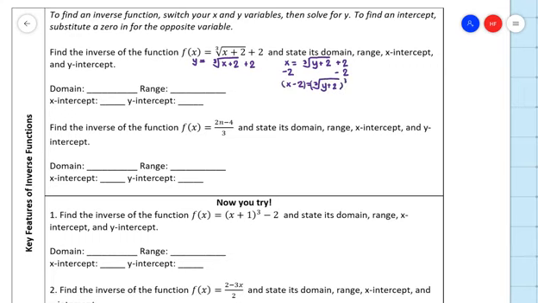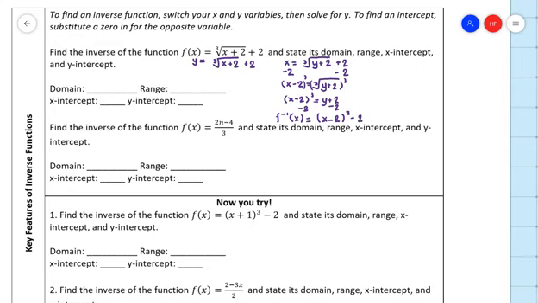Cube everything to undo the cube root. X minus 2 all cubed equals y plus 2. Subtract 2. We cannot subtract inside there, so we ended up with the inverse function is equal to x minus 2 cubed minus 2.